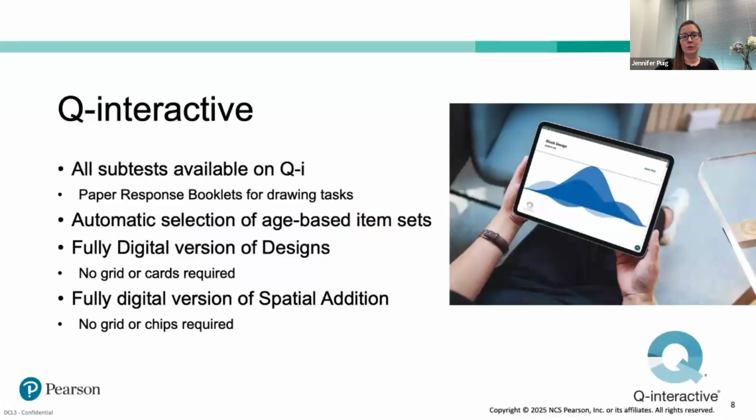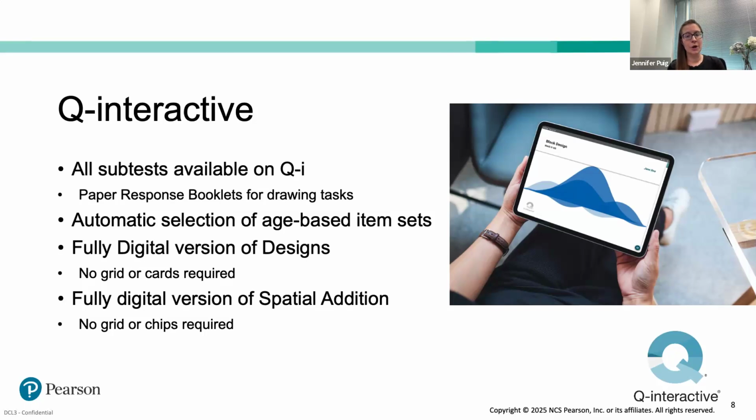A little bit more about Q Interactive. I'm going to discuss some subtests that I haven't introduced yet, so bear with me with that. I will describe them in detail later on. So if you administer the WMS 5 on Q Interactive, all of the administration and scoring instructions are provided through an app on an iPad. The examinee responds to most subtests on a separate iPad. For subtests with drawing requirements, the examinee responds in a paper response booklet, and the system automatically selects the correct battery and item sets based on the examinee's age.